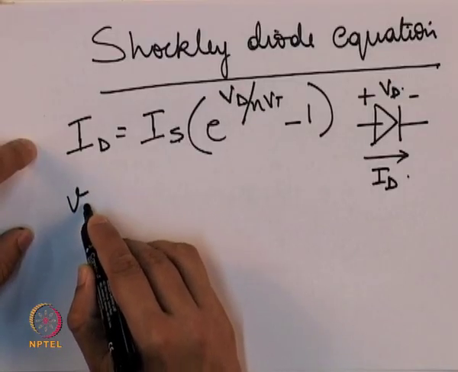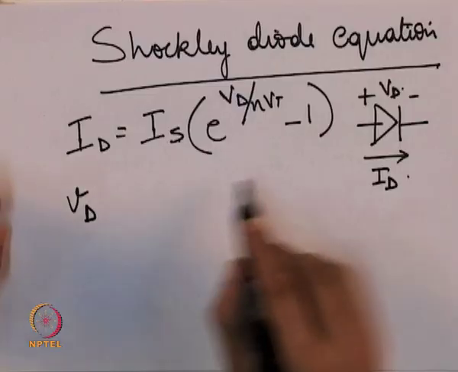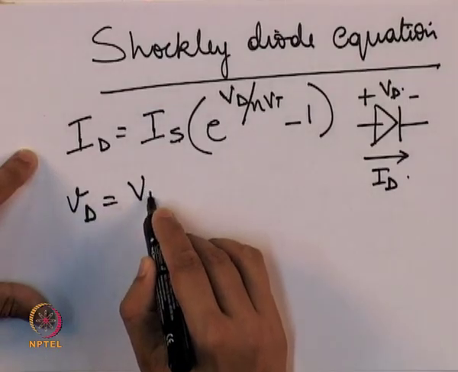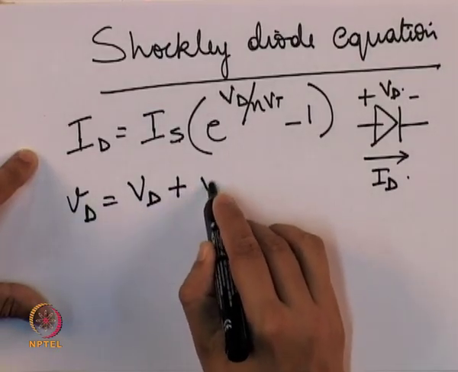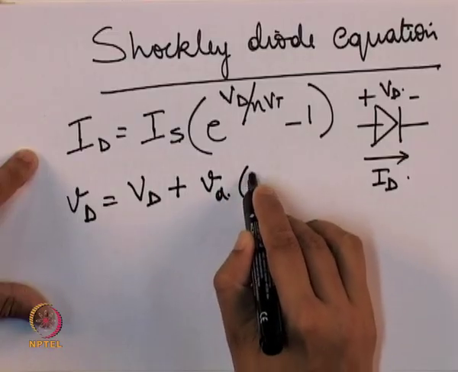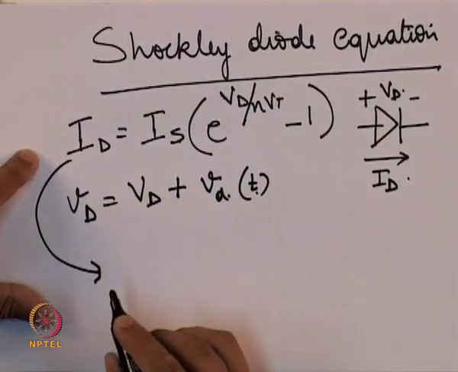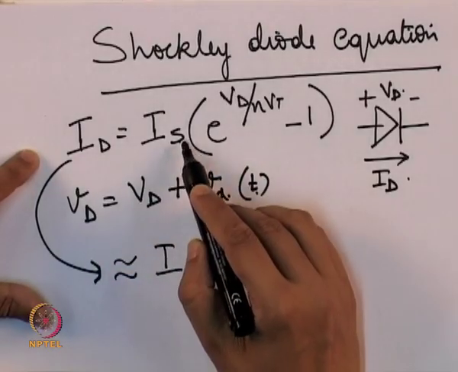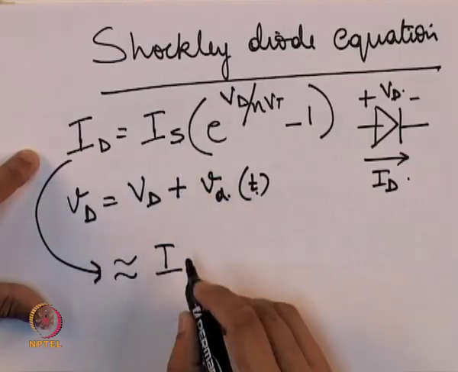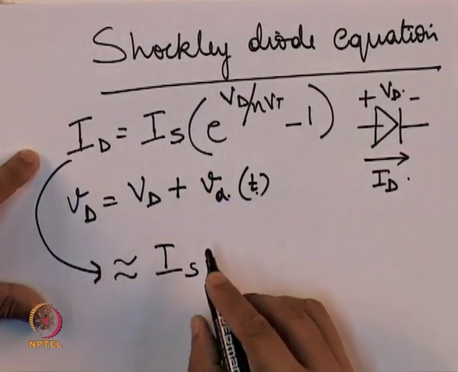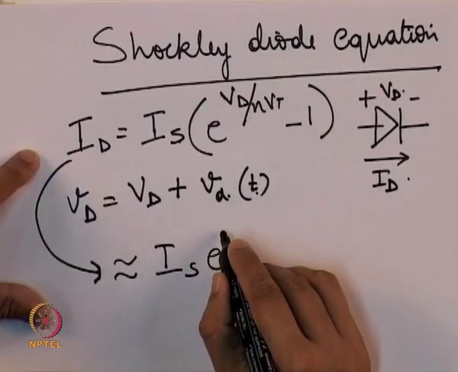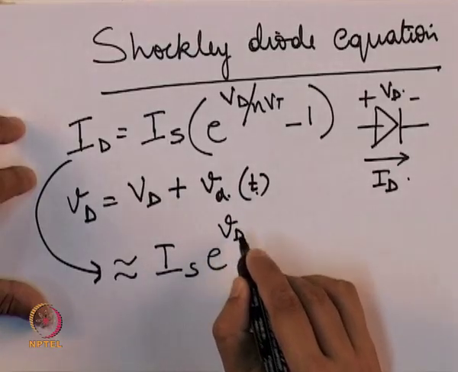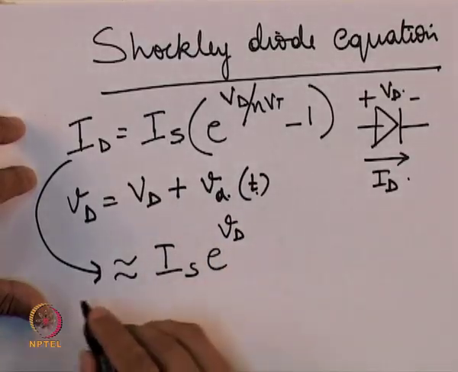This AC plus DC component of the voltage across the diode can be given as the sum of the DC component and the AC component. This equation can also be simplified like this. Now, here this capital I capital S is a constant. So, this, even for moderate values of Vd, can be given like this.